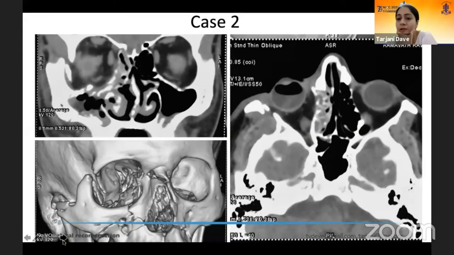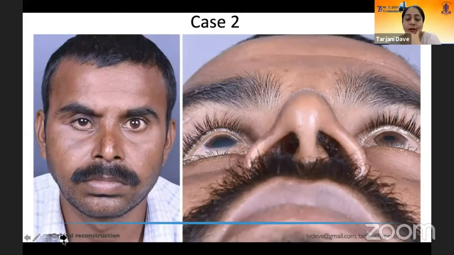Again, one of the major concerns here is his enophthalmos. We went ahead and performed a correction for him where the zygoma was again placed into position, the floor was corrected, the medial wall was corrected, and you still have residual enophthalmos.